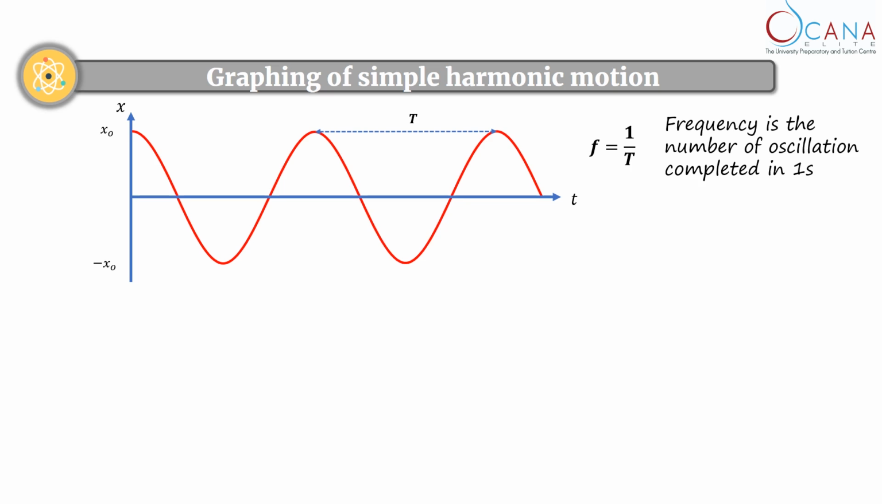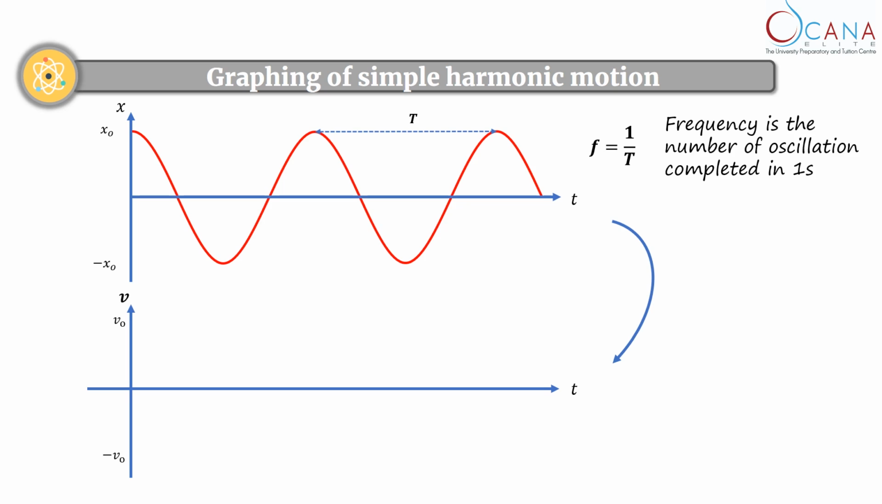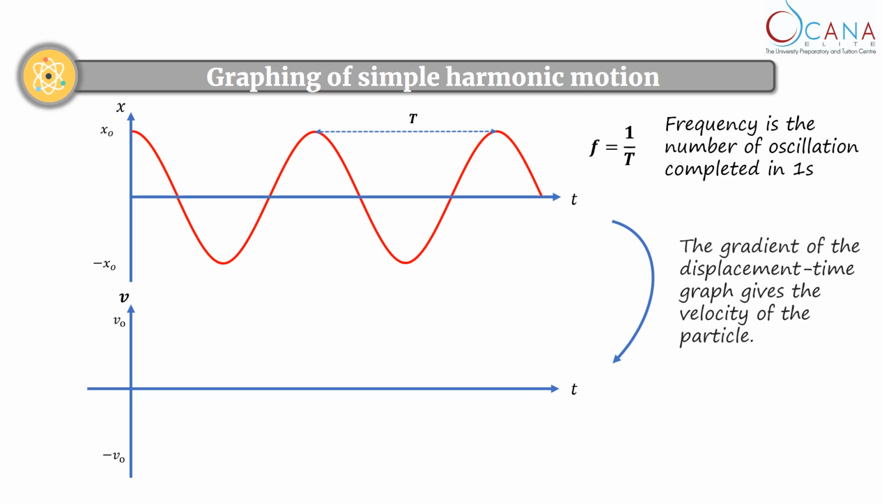In the IB exam, we will be asked to transform the displacement-time graph into a velocity-time graph. How can we do that? It is done by considering the gradient of the displacement-time graph, which gives the velocity of that particle. Now we consider points A, B, C, D as shown. At point A, the gradient is 0. Therefore, in the velocity-time graph, we can mark the point with 0 velocity.